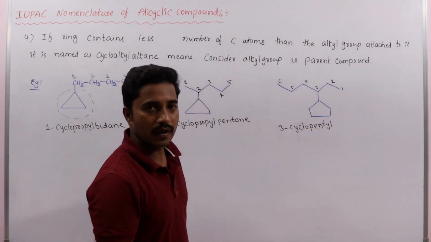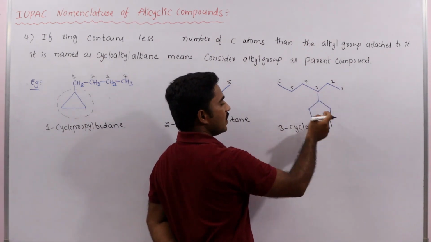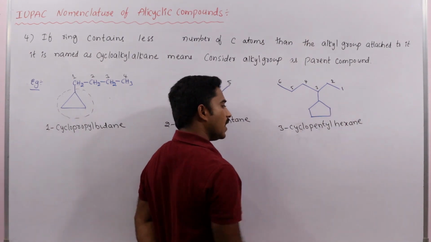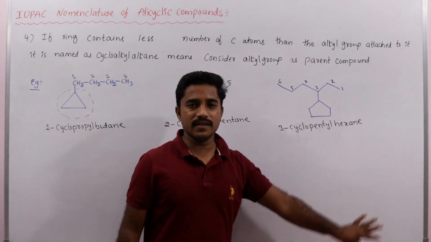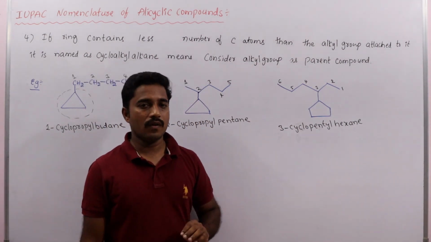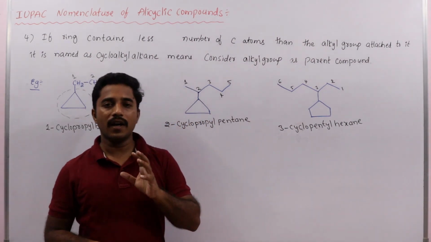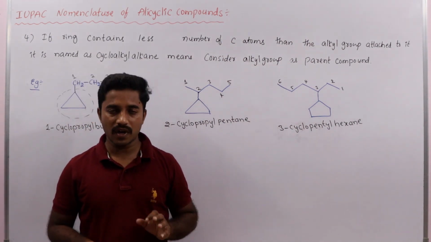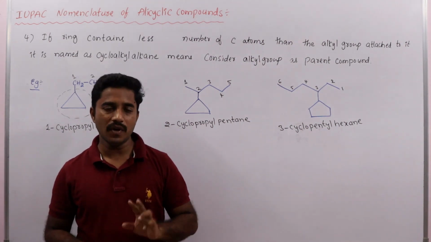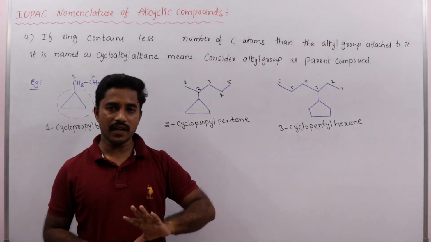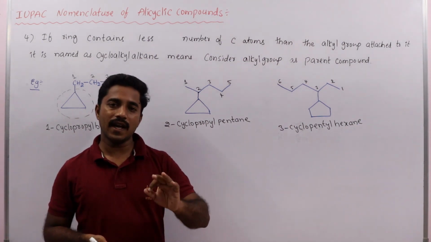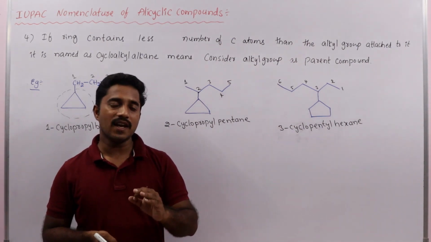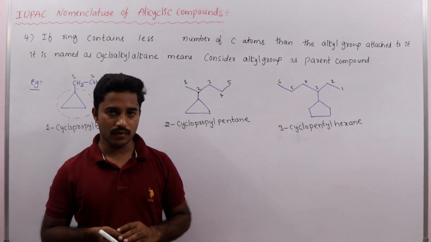3-cyclopentyl. Okay, total number of carbons in the side chain is 6. That's why hexane. 3-cyclopentyl hexane is the name of this compound. Like this we have to give. Remember, when the ring contains equal or more carbons than the alkyl group, the ring acts as the parent compound. When the ring contains fewer carbons than the alkyl group or side chain, then the side chain acts as the parent compound. Clear?